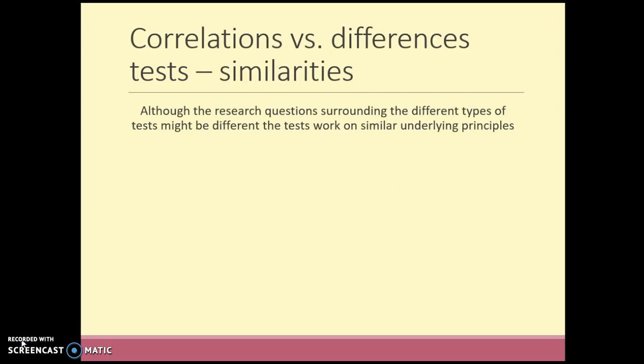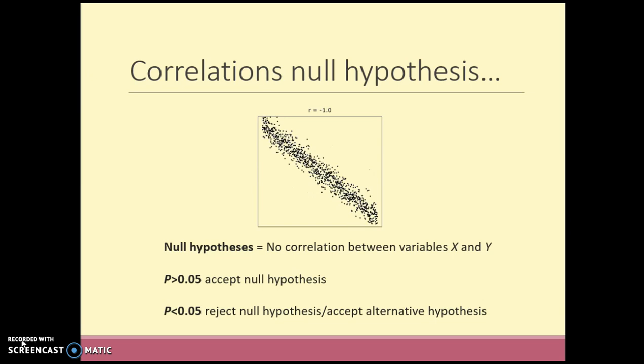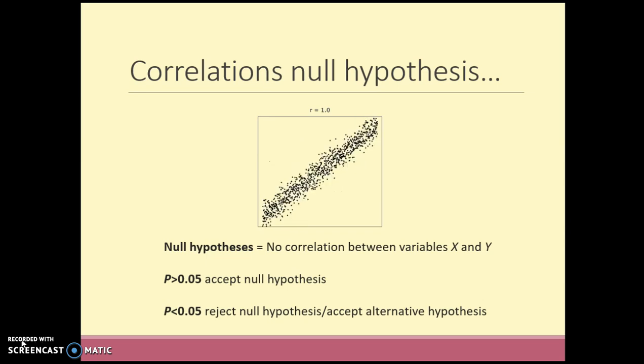So there are a couple of key similarities between the tests we did before and the tests we're going to be doing over the next couple of weeks, which we'll just touch on a little bit now. Although the research questions surrounding the different types of tests might be different, the tests work using similar underlying principles. The first of these is the principle of the null hypothesis. Hopefully at this point you are all familiar with what the null hypothesis actually is. When we performed correlation tests, we were testing the null hypothesis, which was that there would be no correlation or relationship between variable x and variable y.